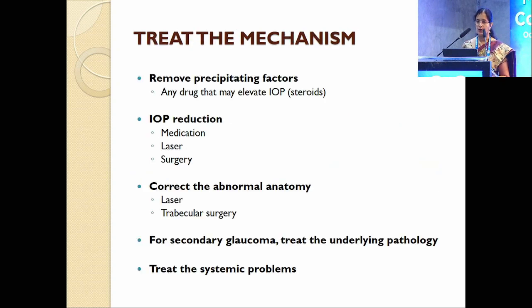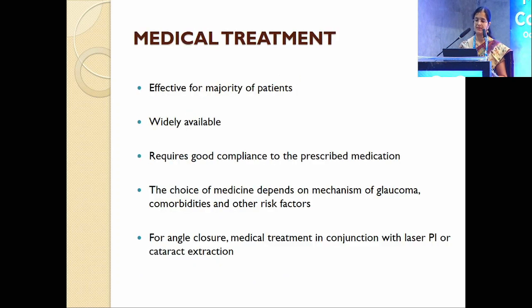So when we are treating glaucoma, we treat the mechanism. That is, we remove the precipitating factors. If there are any factors which are causing raised intraocular pressure, try to withdraw that. Reduce the intraocular pressure, correct the abnormal anatomy. If there is secondary glaucoma, then you treat the underlying pathology. And if there are any associated systemic problems, you can consider treating them as well.